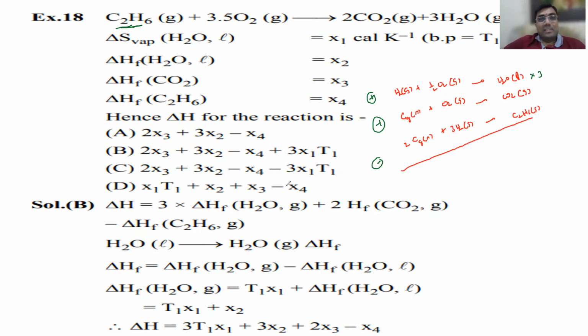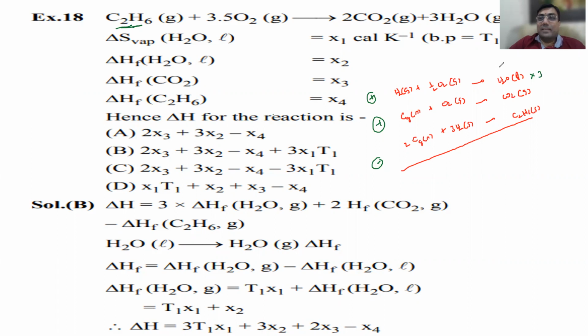But there is one problem. Now listen carefully. Can you see the answer now? What is this x1? Delta S vaporization of water, liquid to gas. In the product, what is there here? H2O gas. But what you are getting here is liquid. It should be converted into gas, right? Now solve this question.